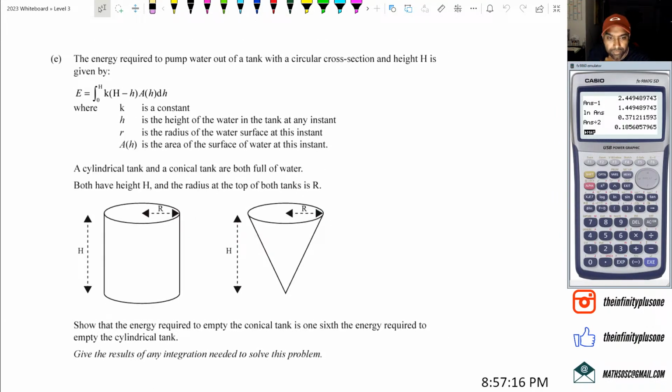All right, so this is from 2013, question 1E, I think it was. I don't like the energy pumped in, cross-sectional area. So I'll do the cylindrical tank first, right? If you look at the cylindrical tank, what we're going to have is KH. Let me just grab this.